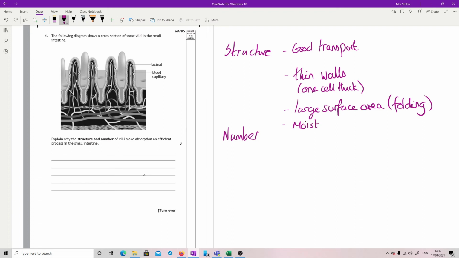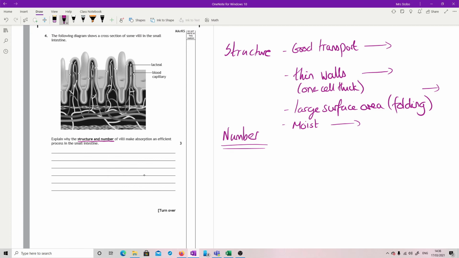So you're looking for 2 or 3 of these points, I would say, just to make sure you've got enough to definitely get the mark. And it does say explain, so you need to give reasons for each of these once you've decided on which ones you decide to go with. But what you also have to talk about is the number, because otherwise you haven't given what they're asking for, because they've said structure and number.